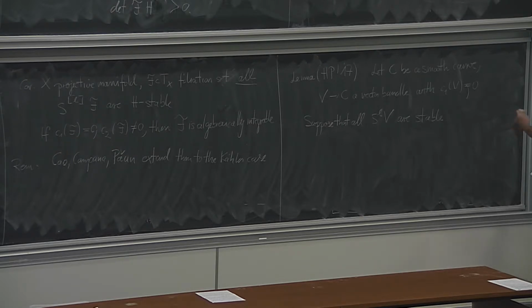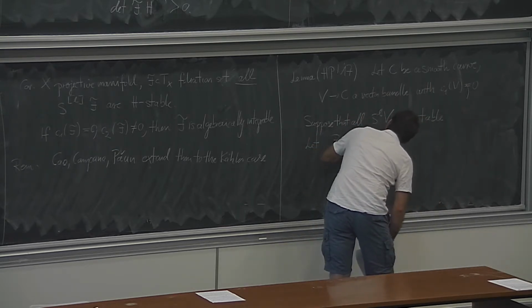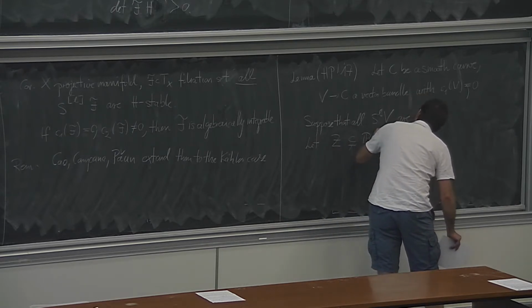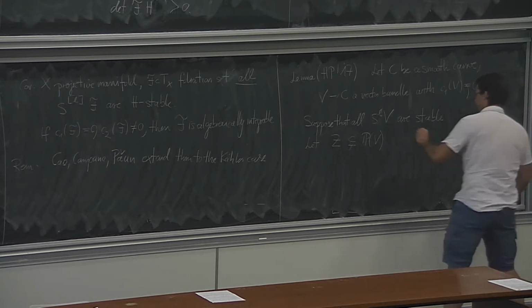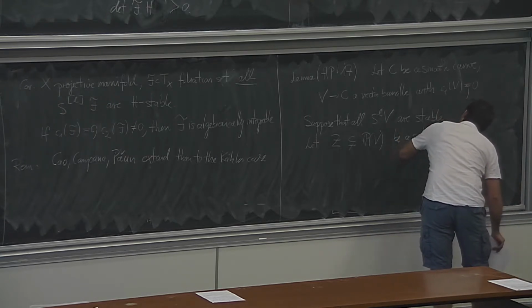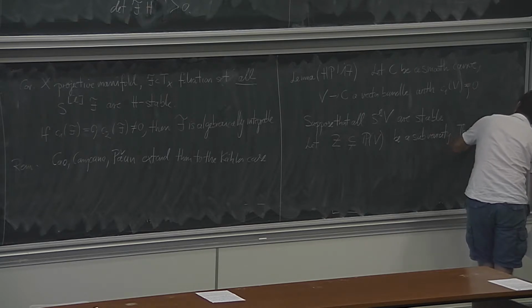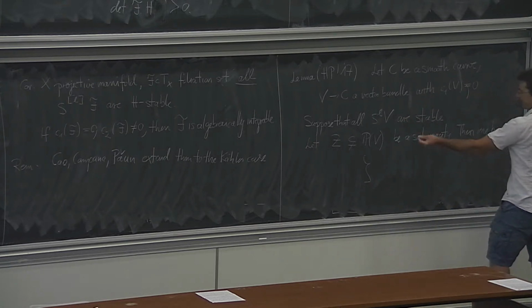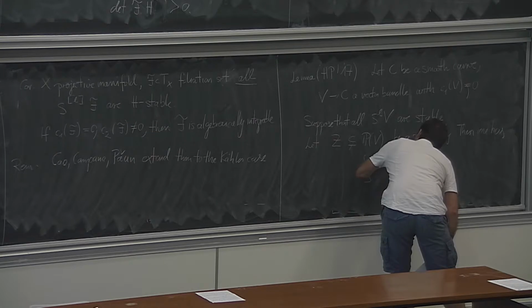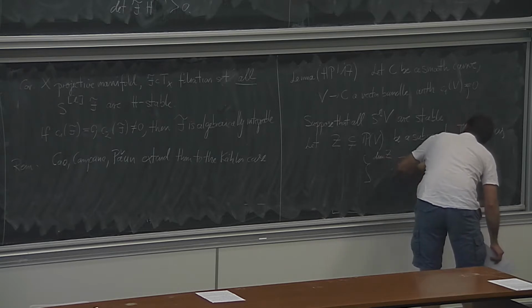And now I take a subvariety Z of the projectivization, but not the projectivization of V itself. Then one has the following property. If I take my tautological class and I intersect it with the subvariety, so I compute the degree of my tautological class on the subvariety, well, this is strictly positive.